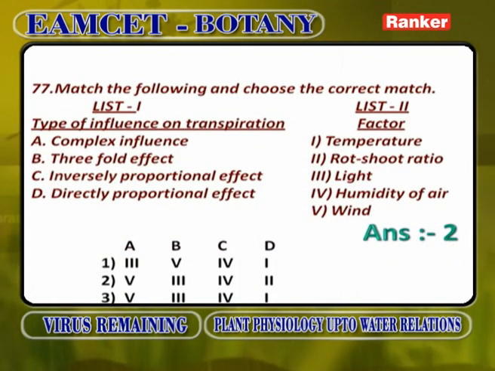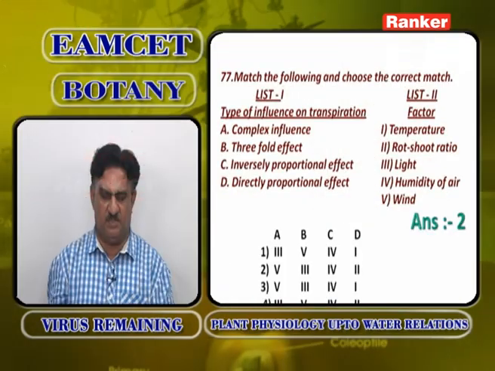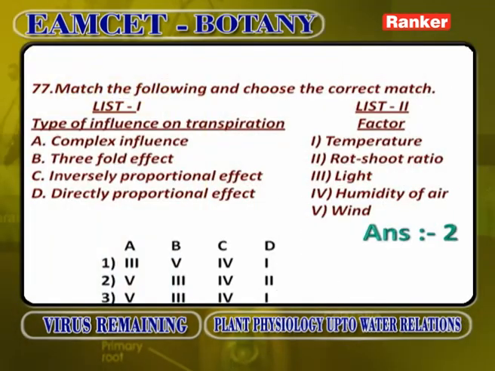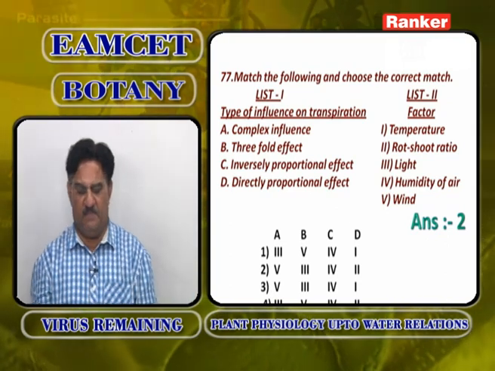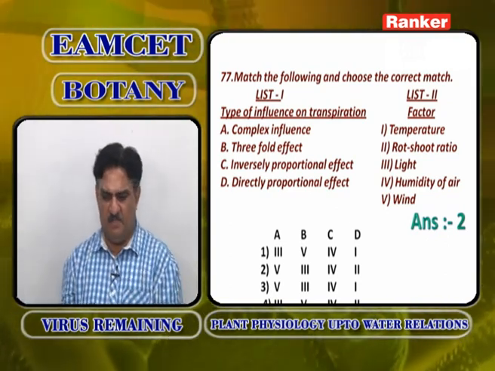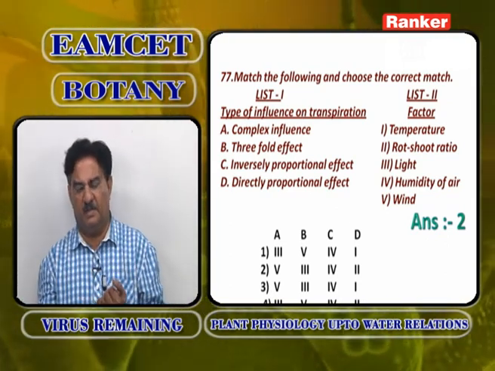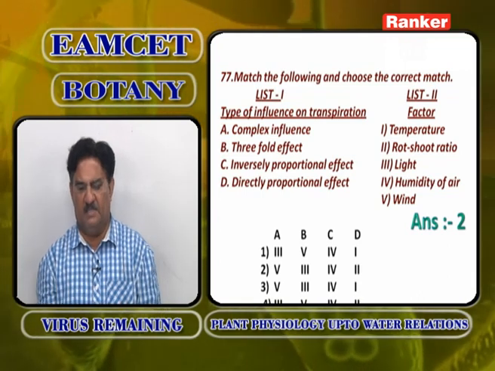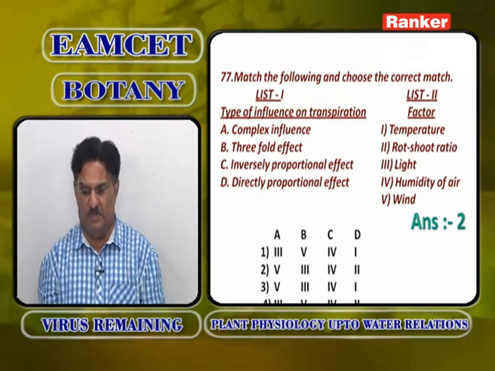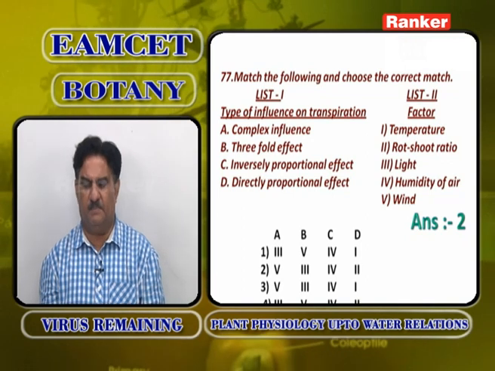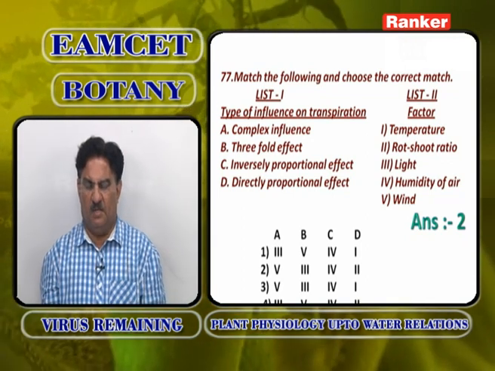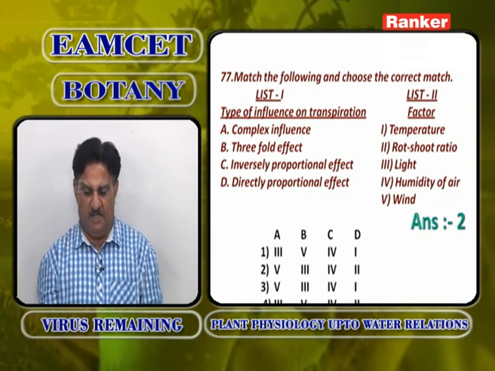This is another matching. Match the following and choose the correct match. This is regarding the factors controlling the rate of transpiration. Type of influence on transpiration, list 1. List 2 is factor. Complex influence, threefold effect, inversely proportional effect, directly proportional effect. List 2 factors: temperature, root shoot ratio, light, humidity of air and wind.